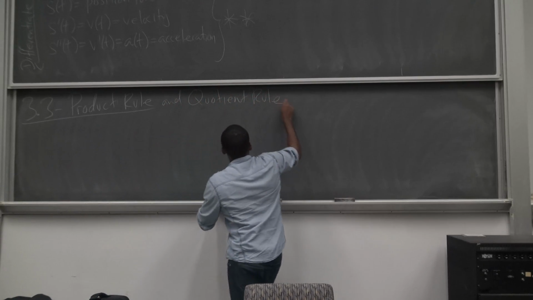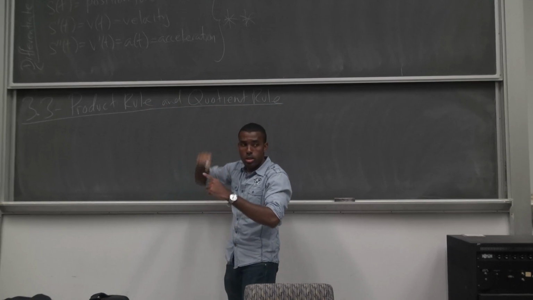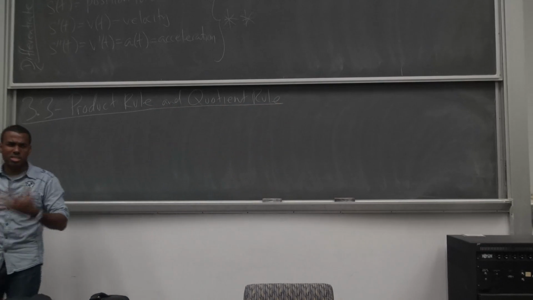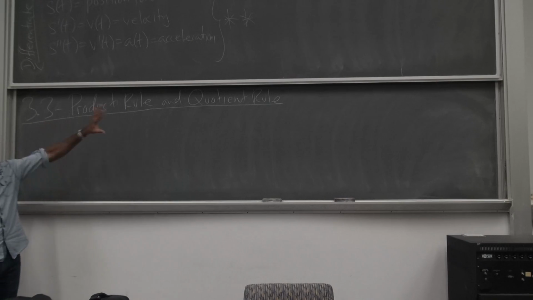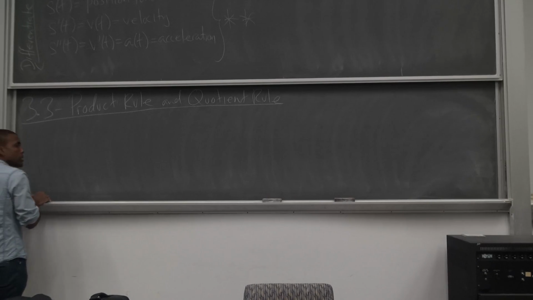Wait, what's 3.2? We're skipping it. I rearranged the order in this book. Because 3.2 is an applications thing. It's like a lot of word problems and stuff. I just want to stay with the techniques. So now we're going to do the product rule and the quotient rule. Then we're going to do 3.4, which is the chain rule, which allows us to differentiate more complicated functions.